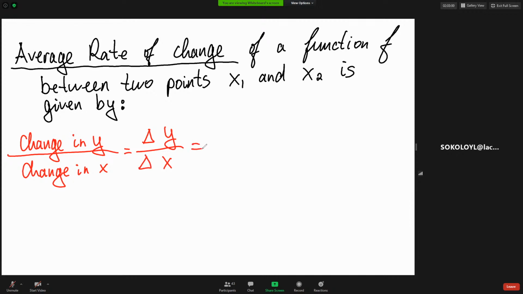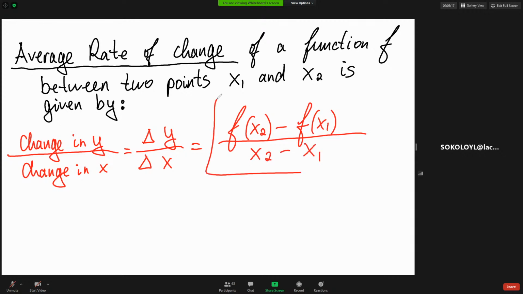And we know that y are the function values. So the change in the function values would be f of x sub 2 minus f of x sub 1 over the change in the x values, which would be x sub 2 minus x sub 1. So this is what we refer to as the average rate of change for any function f. Now for a linear function, this average rate of change is special.